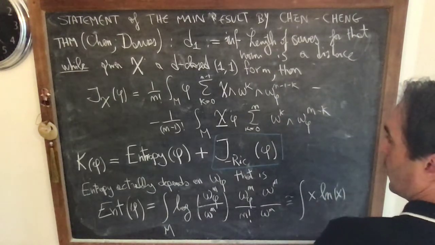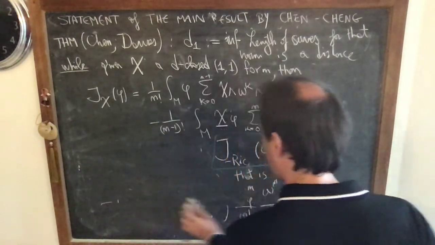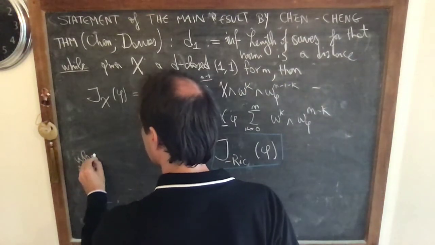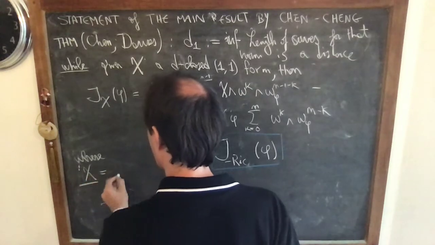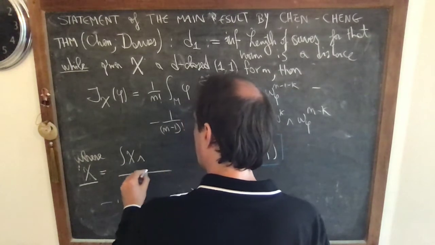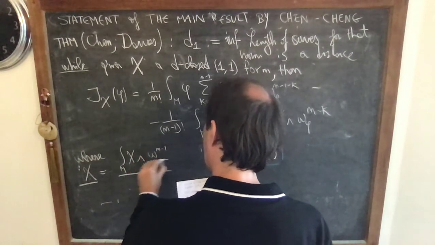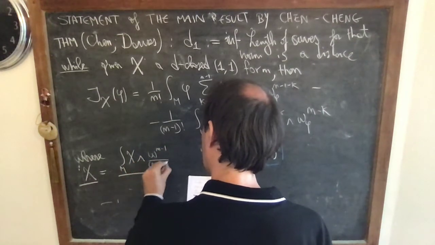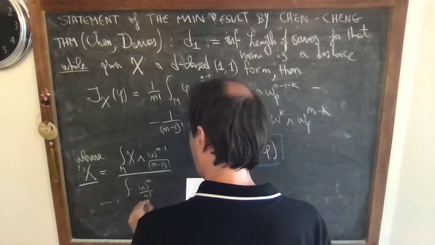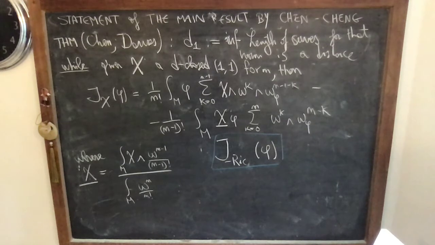where it remains only to explain what the average of chi is. It is the ratio between the integral over M of chi wedge omega to the n minus 1 over n minus 1 factorial, over the integral of omega to the n over n factorial.